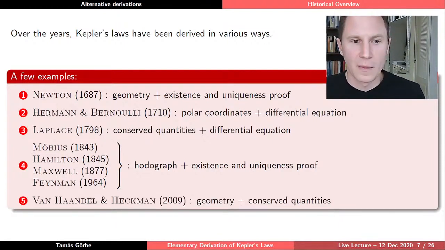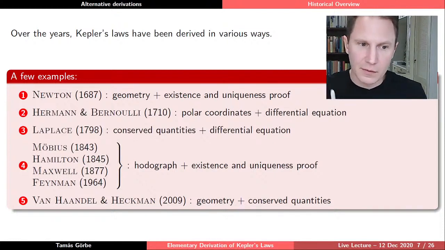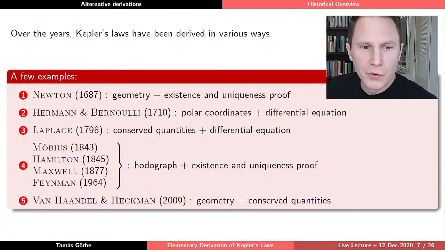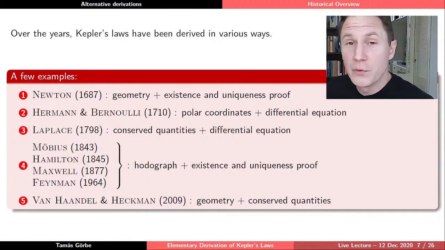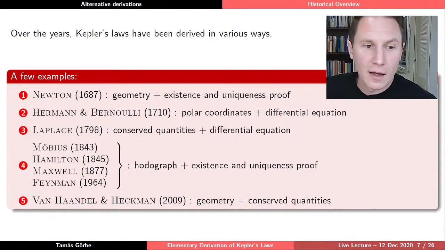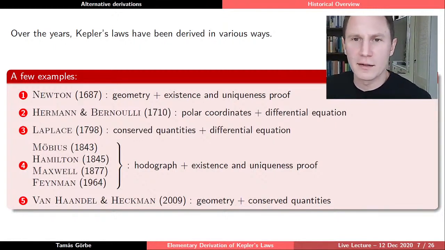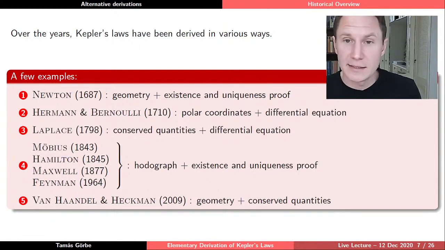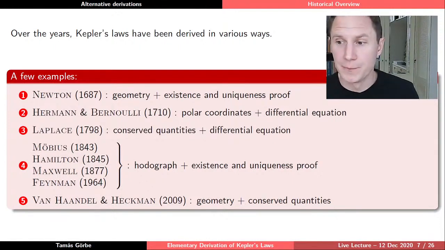The last derivation is by two Dutch mathematicians, Van Handel and Heckman, from 2019, and this is the derivation that I'm going to follow. I will give you a reference to this paper if you want to read Van Handel's and Heckman's paper. There will be a reference at the end of the slides. This is the geometry plus conserved quantities type of derivation that I'm going to show you.